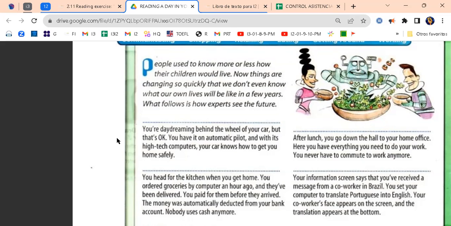You daydream behind the wheel of your car. But that's okay. You have it on automatic pilot, and with its high-tech computers, your car knows how to get you home safely. Okay, well, that's interesting, right? So you're daydreaming behind the wheel of your car, but that's okay. You have it on automatic pilot, and your car knows how to get you home safely.